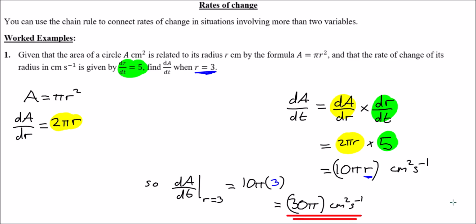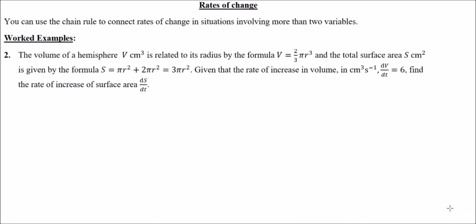Let's try another one together. Worked example 2. This time we're told the volume of a hemisphere, V, is related to its radius by the formula V equals 2/3 pi r cubed. And the total surface area, capital S, is given by the formula pi r squared, basically the new circle you get when you halve the sphere, plus 2 pi r squared, half the remaining surface area, is 3 pi r squared.